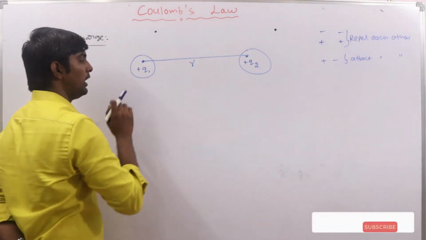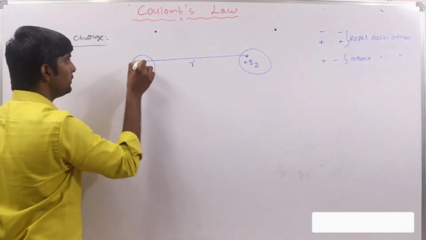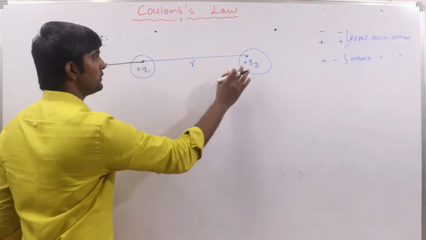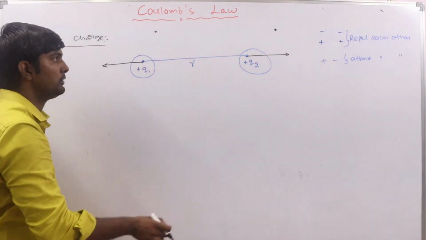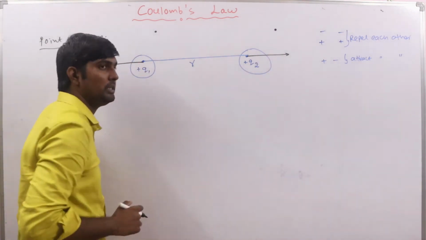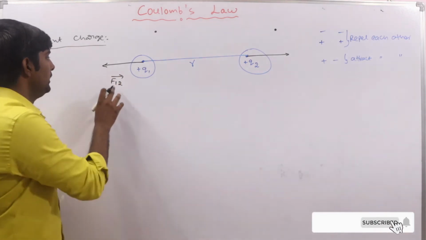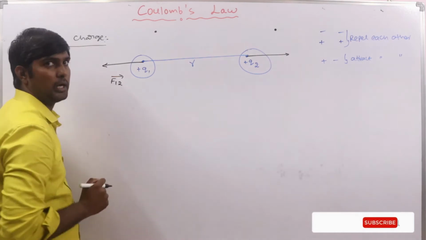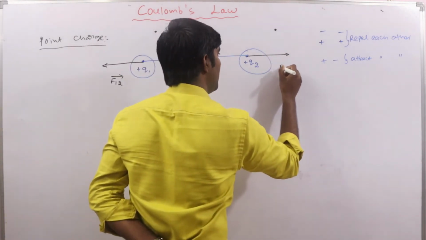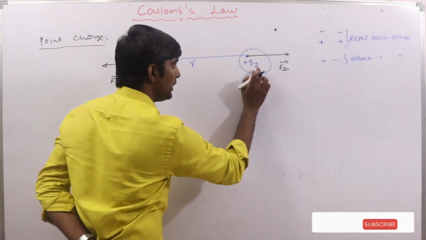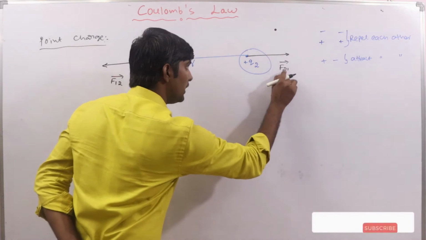Both are positively charged bodies, meaning they repel each other, right? So q1 is repelled by q2 in this direction with some force, and q2 is also repelled by q1 in this direction with some force. We can write this force as F12, the force on the first charge due to the second charge, and this one as F21, the force on the second charge due to the first charge.